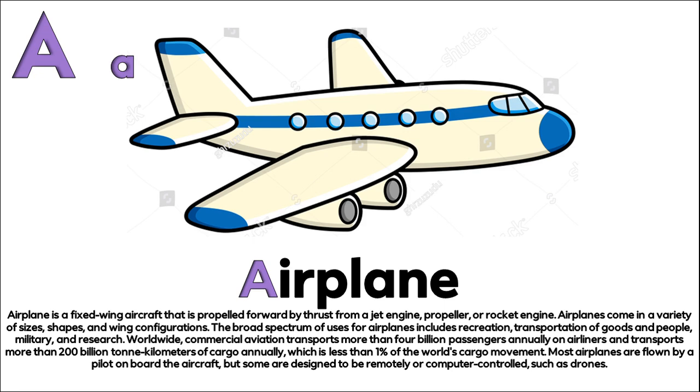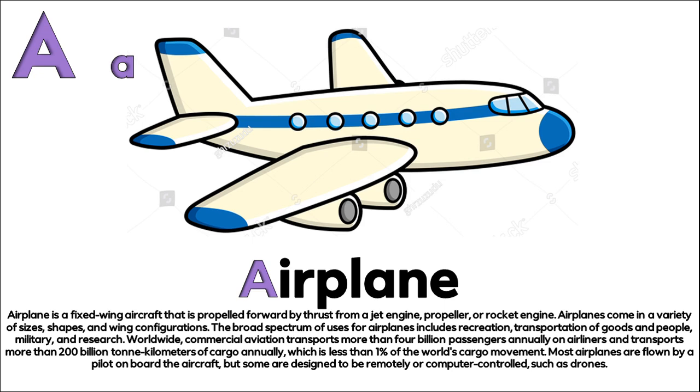A. Airplane. Airplane is a fixed-wing aircraft that is propelled forward by thrust from a jet engine, propeller, or rocket engine. Airplanes come in a variety of sizes, shapes, and wing configurations. The broad spectrum of uses for airplanes includes recreation, transportation of goods and people, military, and research.